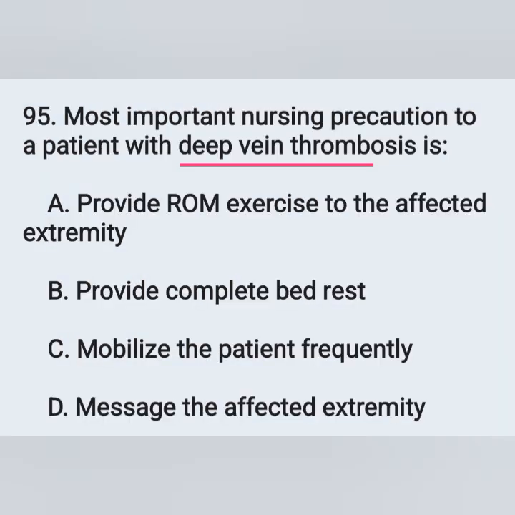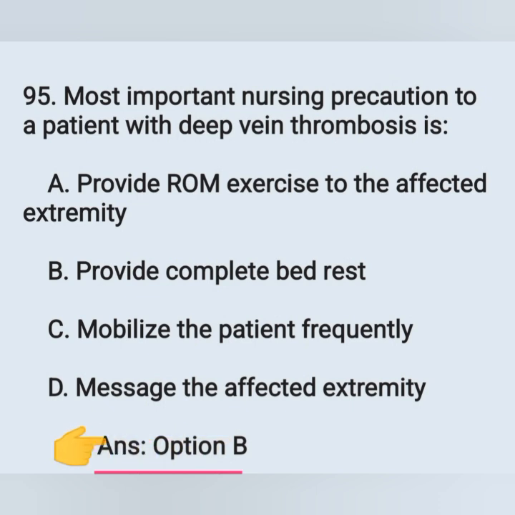Move on to the next question. Question number 95. Most important nursing precaution to a patient with deep vein thrombosis is, options. Option A, provide ROM exercise to the affected extremity. Option B, provide complete bed rest. Option C, mobilize the patient frequently. Option D, massage the affected extremity. And the correct answer is provide complete bed rest.